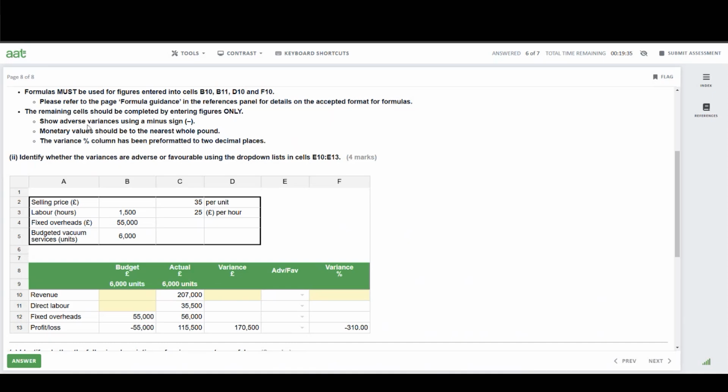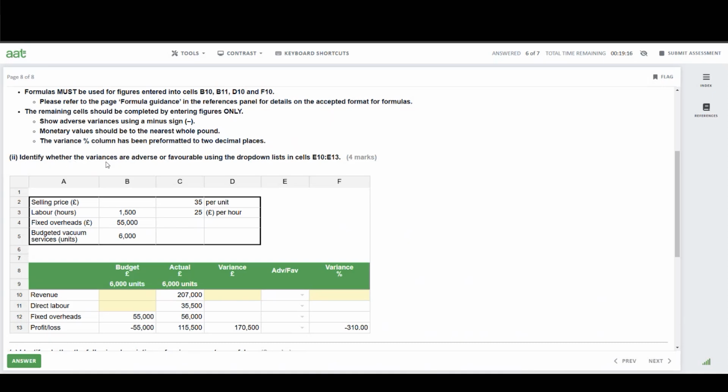Importantly, we're asked to show adverse variances using a minus sign. Monetary value should be to the nearest whole pound. The variance percentage column has been pre-formatted to 2 decimal places. That's been done for us. We don't need to do that.